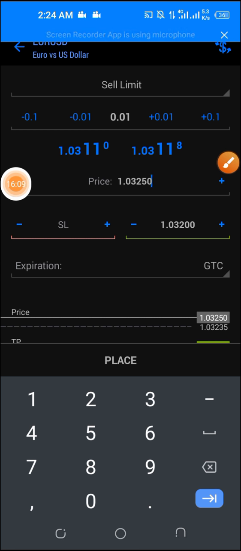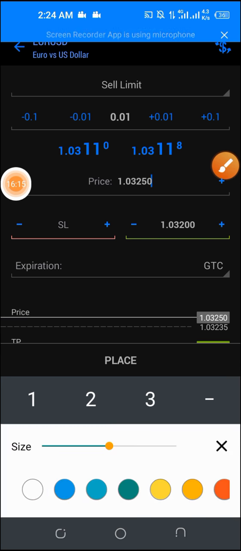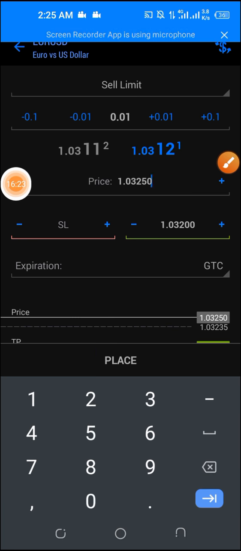Begin at 250, come down to 200. That's 50 pips. That's how we count 50 pips. Begin at 250, come down to this. So place, let's go and check it in the chart. Sell limit.